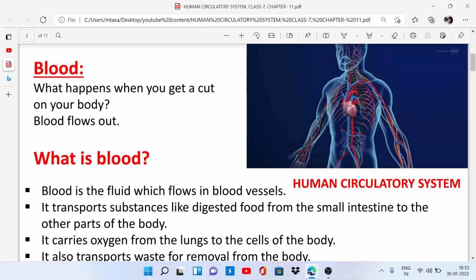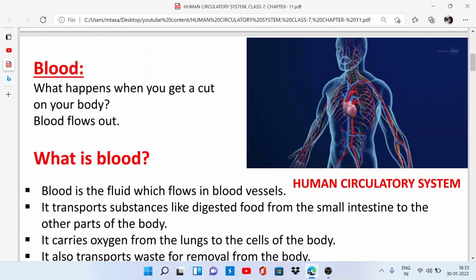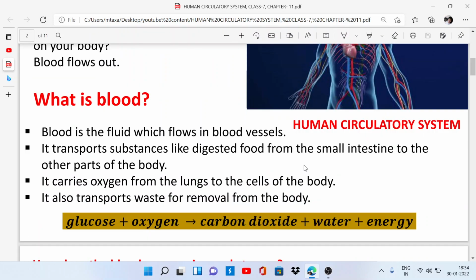What is blood? To know what blood is, first think about what happens when you get a cut on your body. Blood will flow out. So the first question that comes to mind is what is blood? Blood is a fluid that flows in blood vessels. Here you can see the heart associated with different blood vessels, or we can say this is the network of blood vessels that is spread to the whole body.